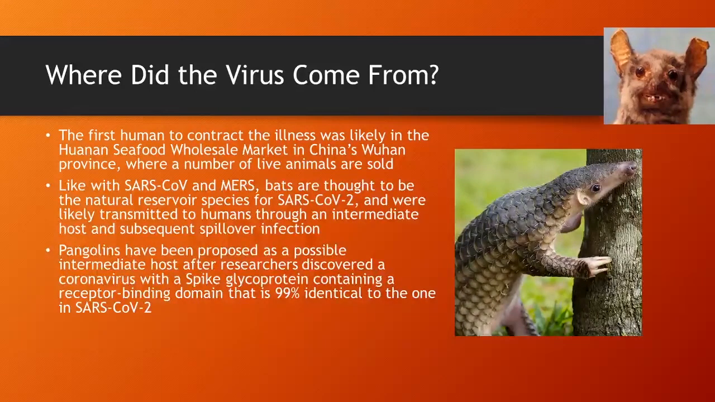The researchers that discovered this were a little shady in their actual presentation of this. They originally said, we found a virus in pangolins that's 99% identical to SARS-CoV-2. No, they didn't. It was only this particular section of the spike protein that was 99% identical. So it's still not positive if the pangolin is actually the intermediate species.